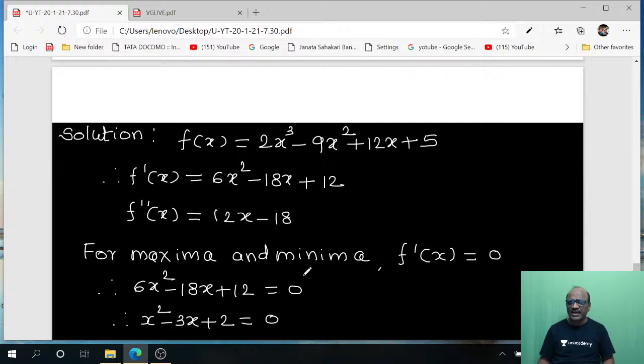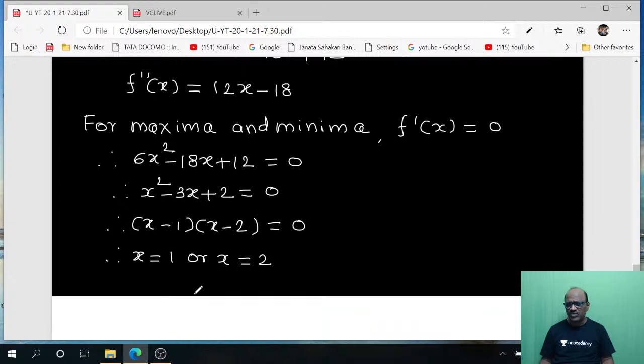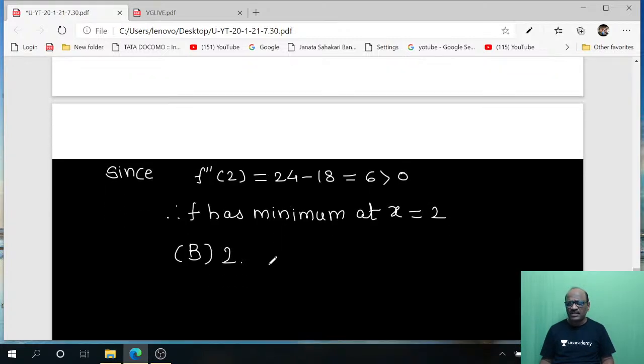For maxima and minima, we'll find its value. F dash of x is equal to 0, to find the value of x. Therefore 6x square minus 18x plus 12 is equal to 0. Divide both sides by 6. X square minus 3x plus 2 is equal to 0. Therefore in the first bracket x minus 1 into the second bracket x minus 2, and after simplification the solutions are x is equal to 1 or x is equal to 2.